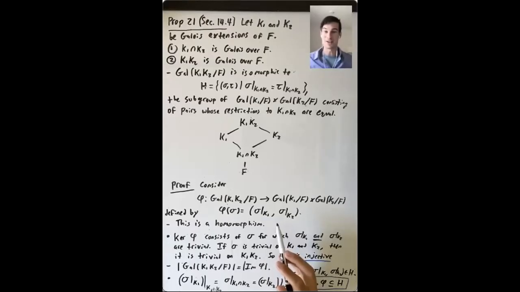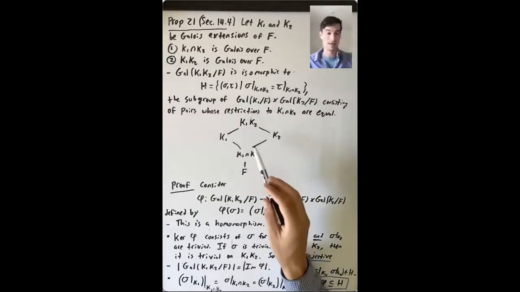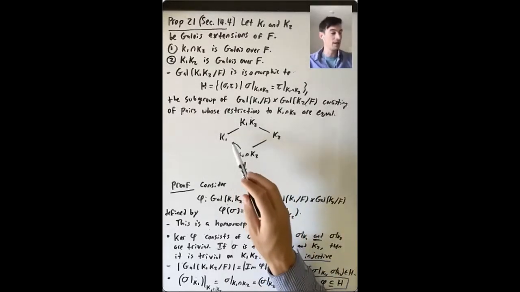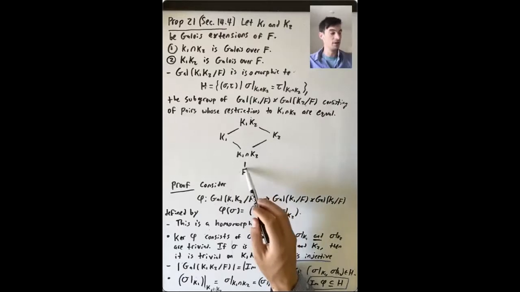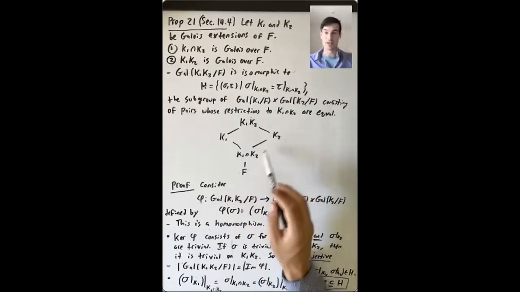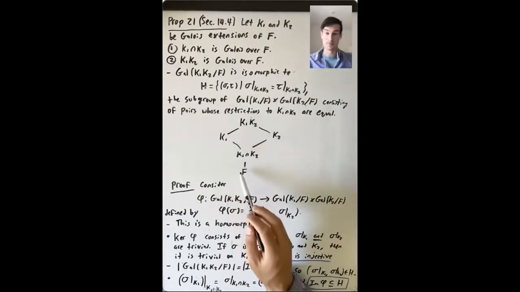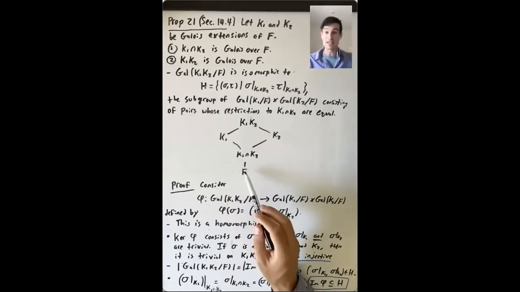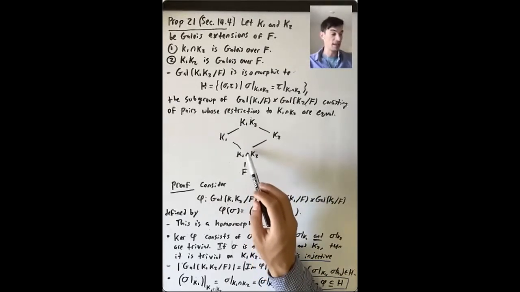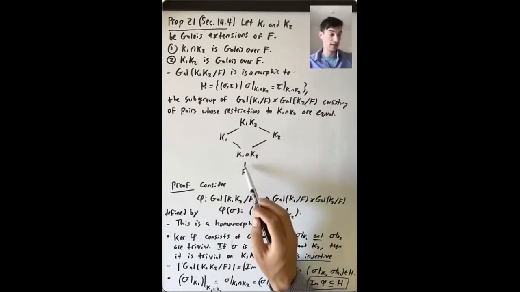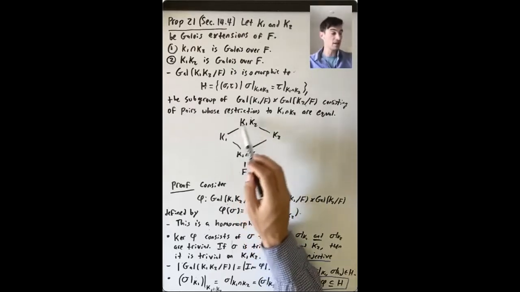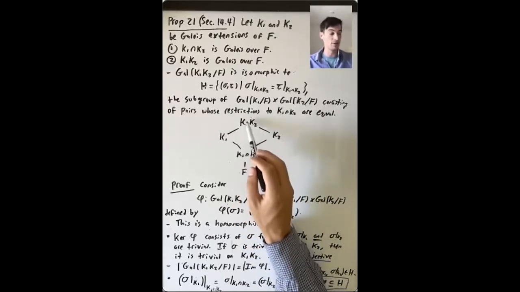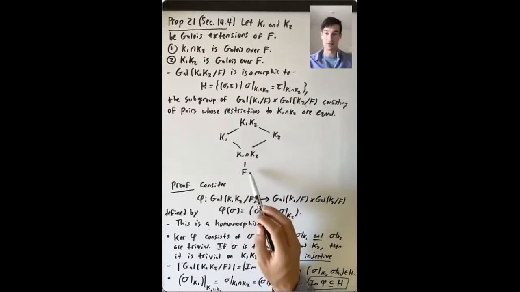We'll start this lecture by proving the one remaining piece of proposition 21 in section 14.4. So remember the setup. We let K1 and K2 be two Galois extensions of the field F. We proved in the last video of the last lecture that K1 intersect K2 is Galois over F, and that the composite of K1 and K2 is a Galois extension of F.